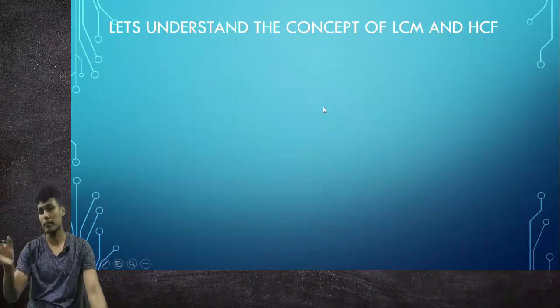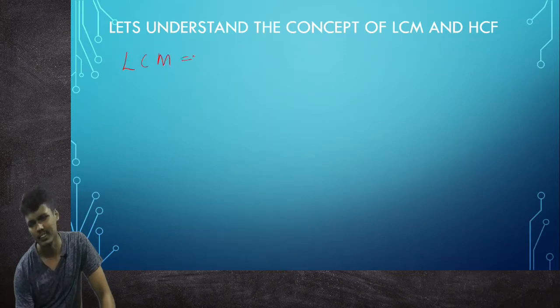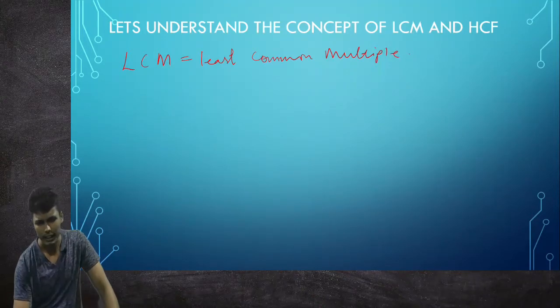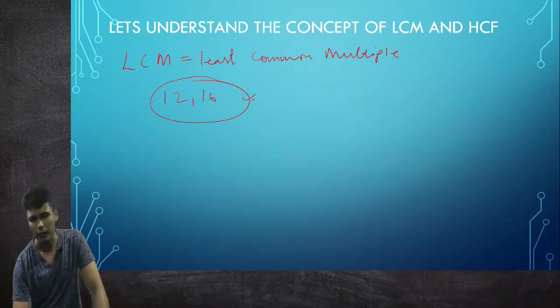Now LCM and HCF. Let's see what is LCM. You know LCM, right? Least common multiple. Take any two numbers, say 12 and 16. We are going to write the multiples of 12 and 16 and find out which is common to both of these, and that should be the least.